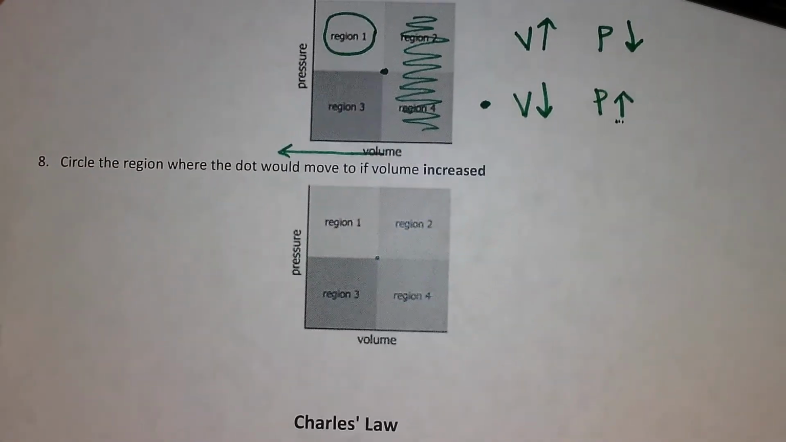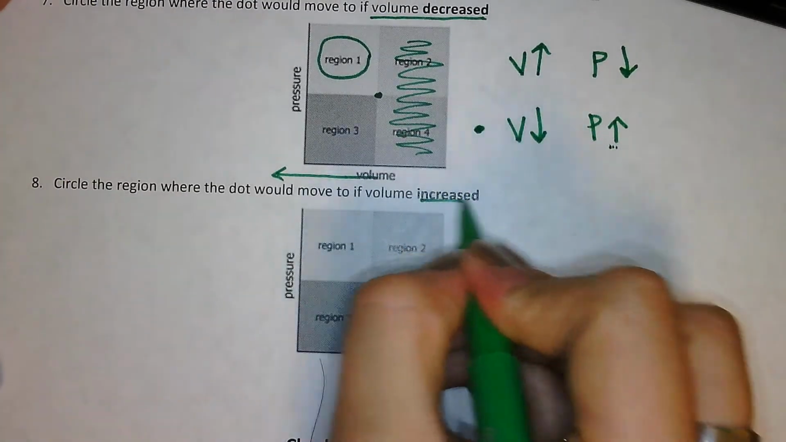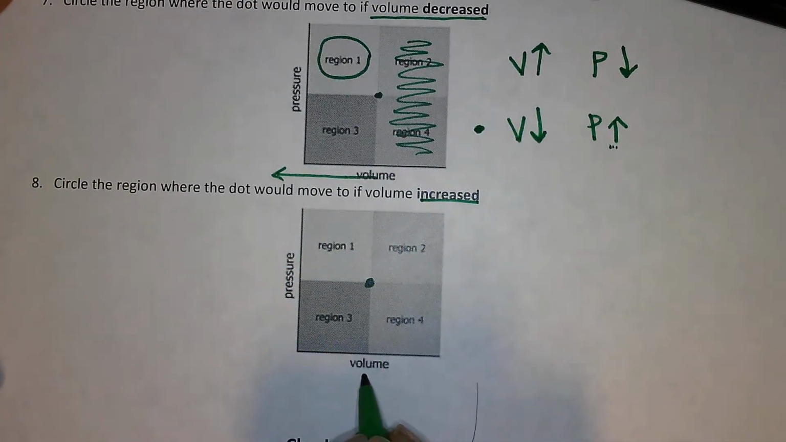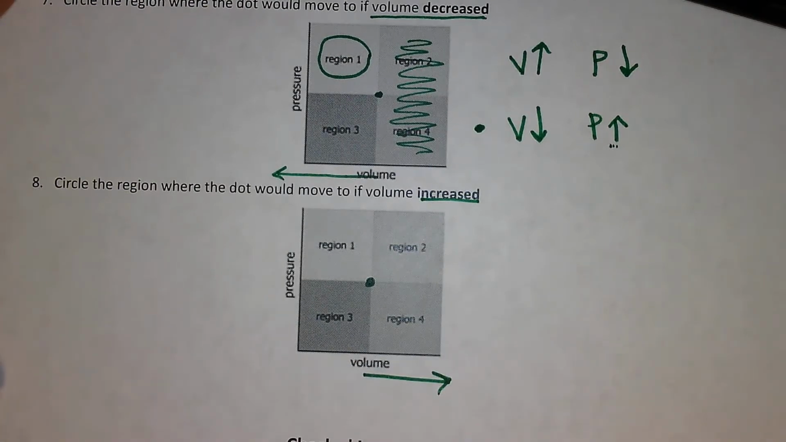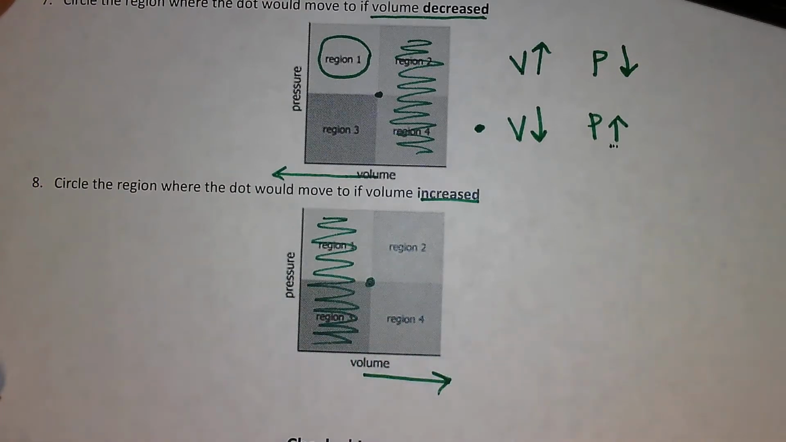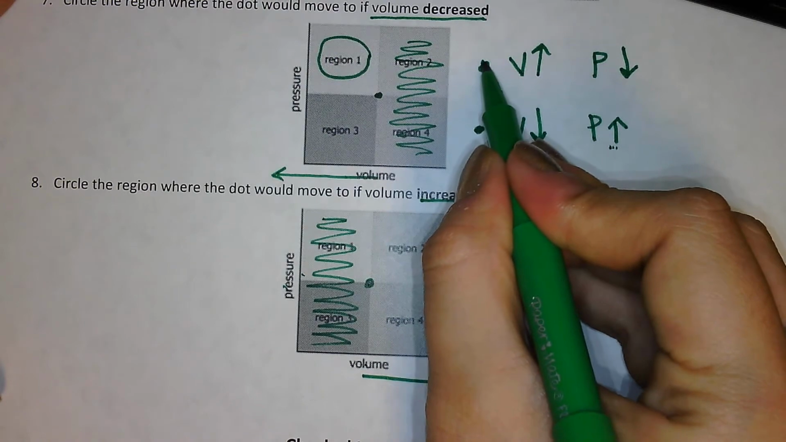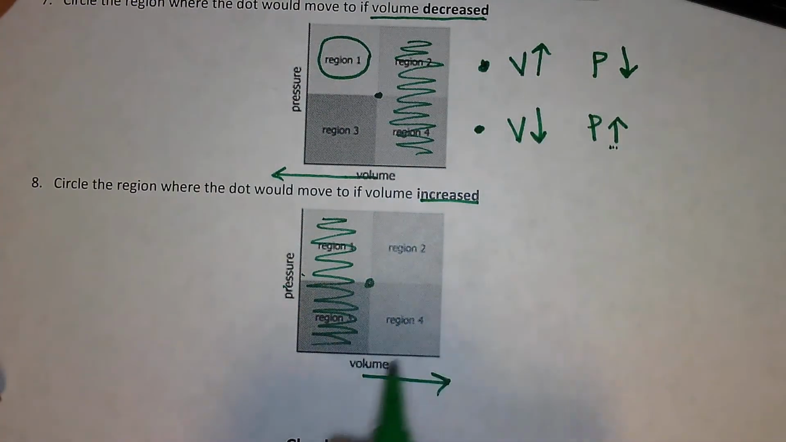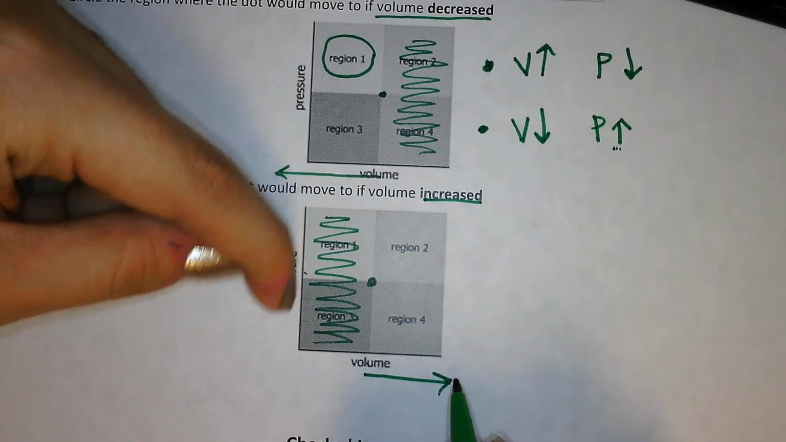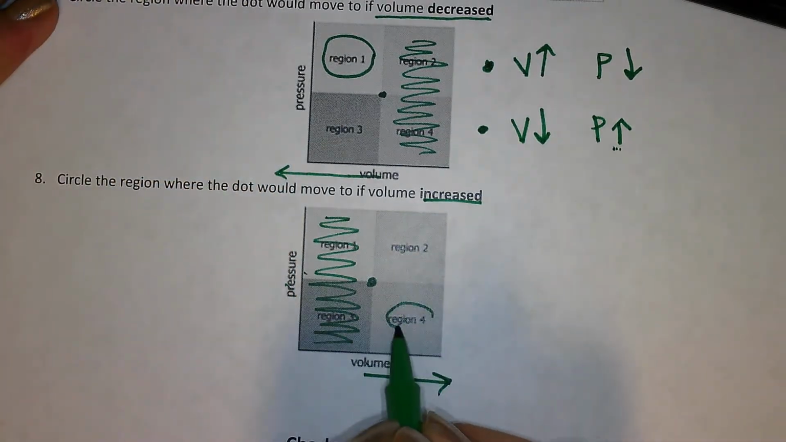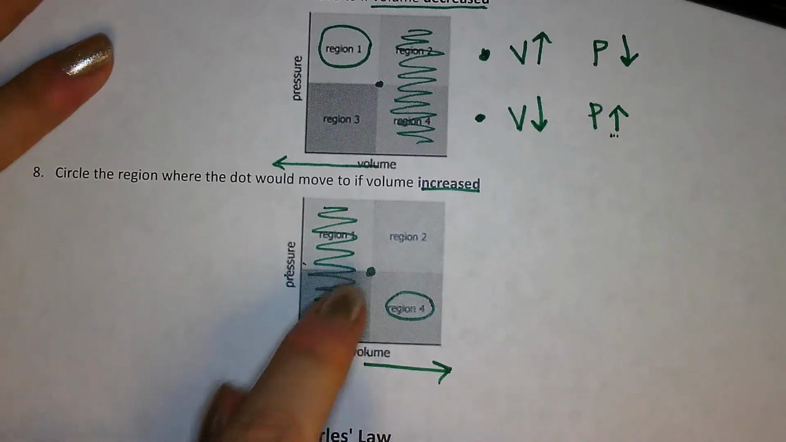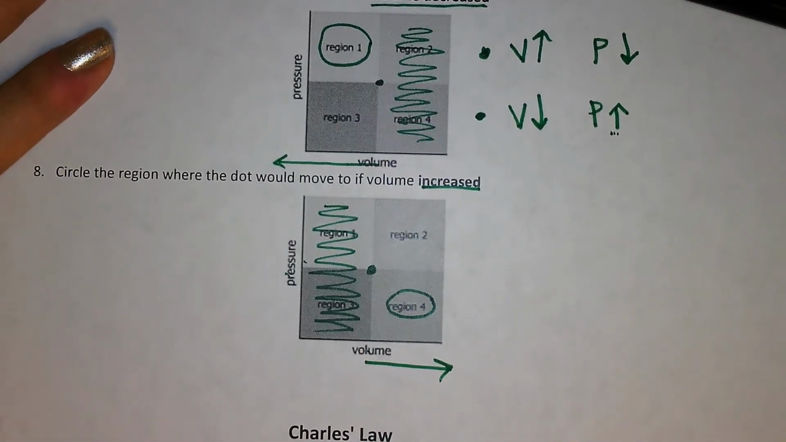So same logic. What happens if my volume increases? If I take my little dot and I have to increase the volume, because I need to go to the right, I know that region 1 and region 3 will not be used. Also, because I know that volume and pressure have an inverse relationship, if volume increases, my pressure has to decrease. And the region that has that trend is region 4, because my pressure needs to decrease on this y-axis. And that is it for your Boyle's law.